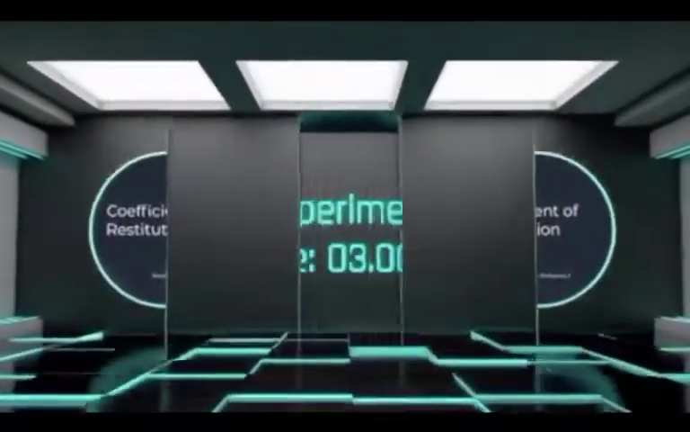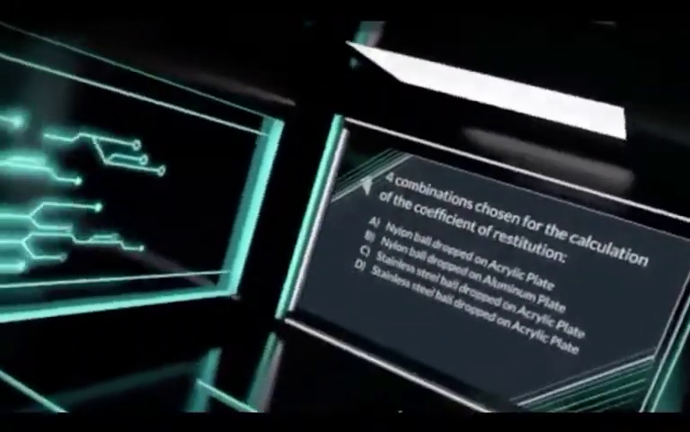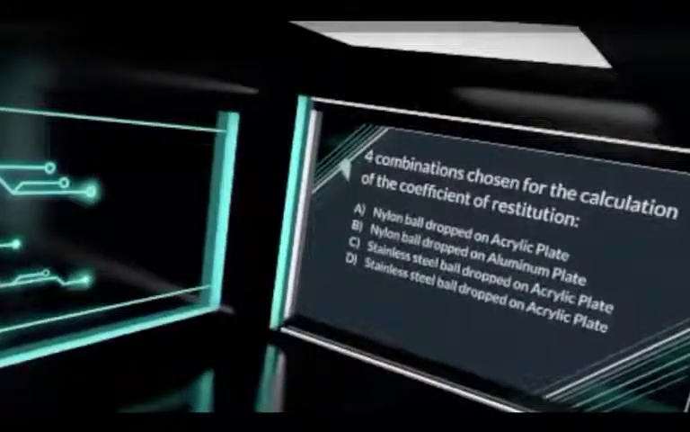The hands-on project: coefficient of restitution, experiment time 3 p.m. The 4 combinations chosen for the calculation of the coefficient of restitution are a nylon ball dropped on acrylic and aluminum plate, and a stainless steel ball dropped on acrylic and aluminum plate.